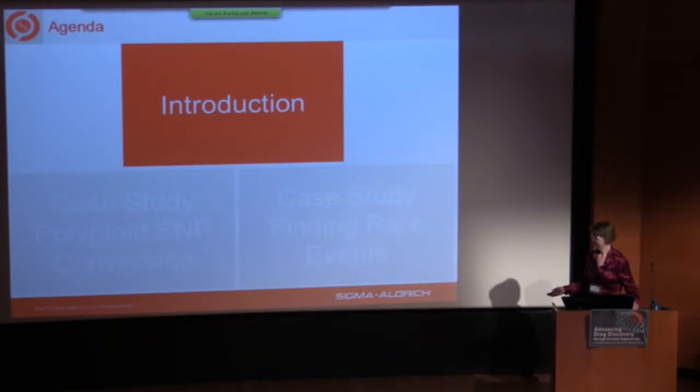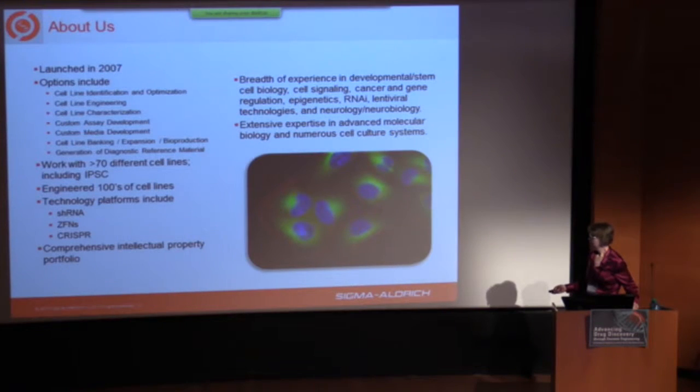So first, I'd like to tell you a little bit about our group. We specialize in engineering mammalian cell lines. Our group was founded in 2007. We've engineered hundreds of cell lines, including stem cells and also many other immortalized and transformed lines. We use 3 key technologies: shRNA for gene knockdown, and both CRISPR and TALEN for genomic editing.